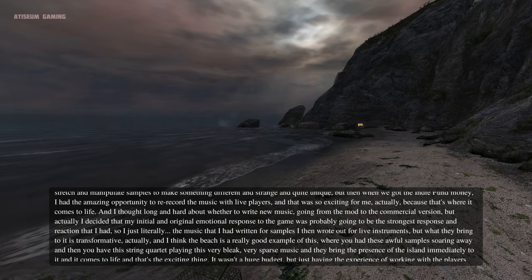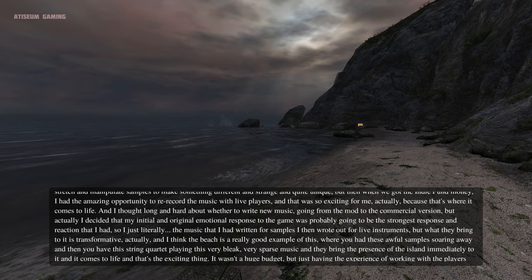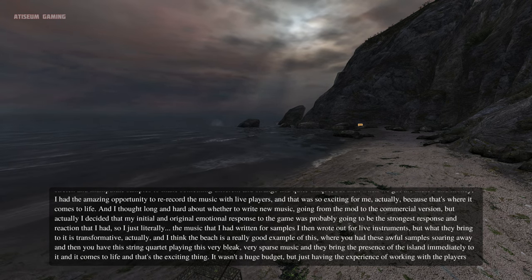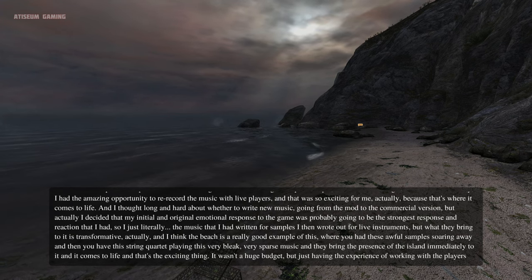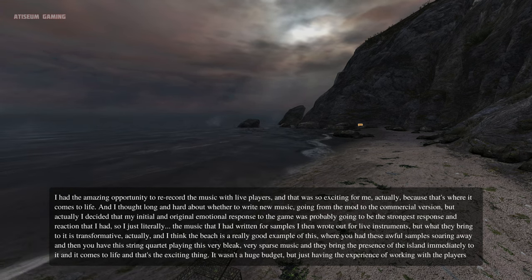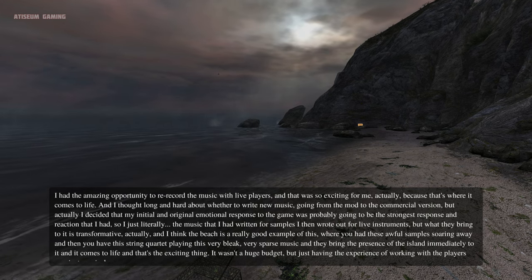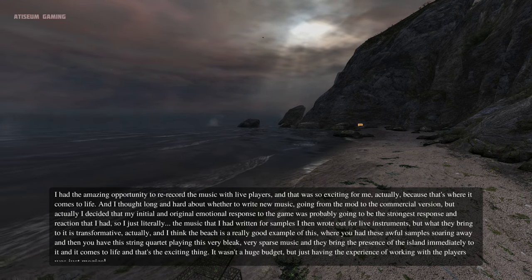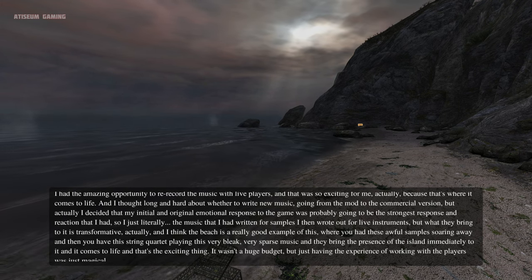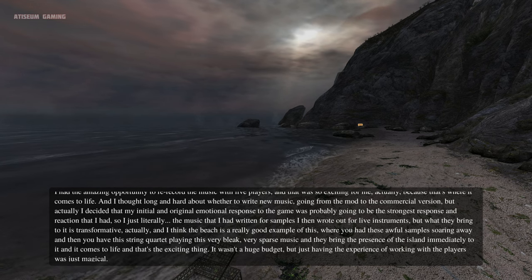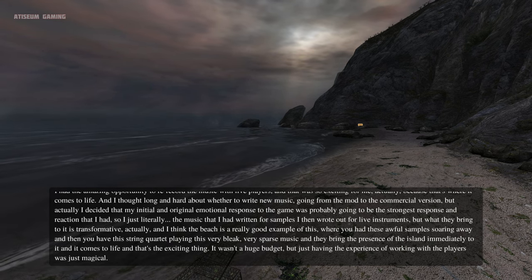And I think The Beach is a really good example of this, where you have these awful samples soaring away. And then you have the string quartet playing this very bleak, very sparse music. And they bring the presence of the island immediately to it, and it comes to life. And that's the exciting thing about it. It wasn't a huge budget, but just having that experience of working with the players was just magical.